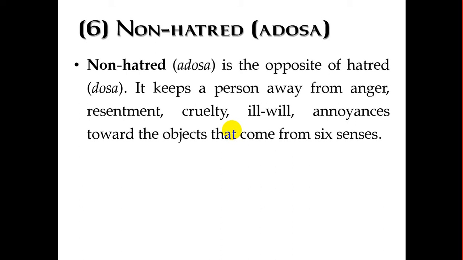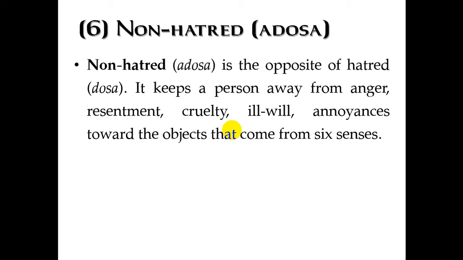Let it come, and they will go naturally. We are not rejecting with anger. So that is the characteristic of non-hatred. If we have non-hatred in our mind, we keep away all anger, resentment, and annoyance toward the objects that come from the six senses. When we hear something, if we like it, we try to grasp it, right?